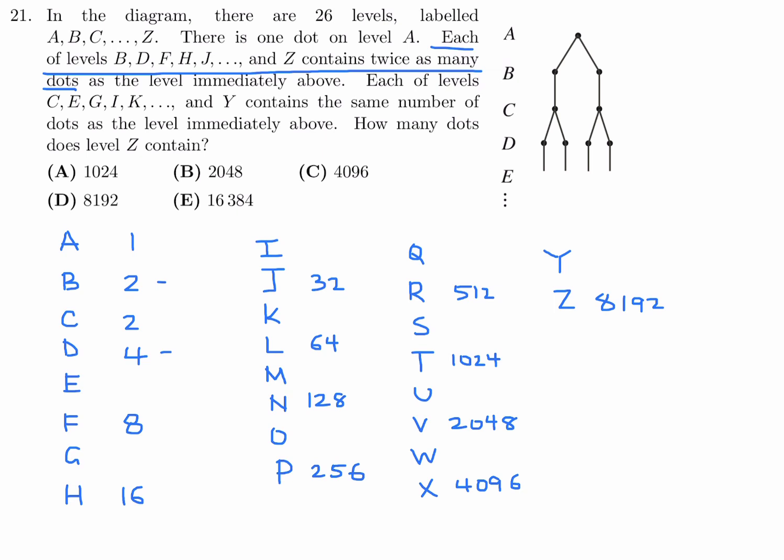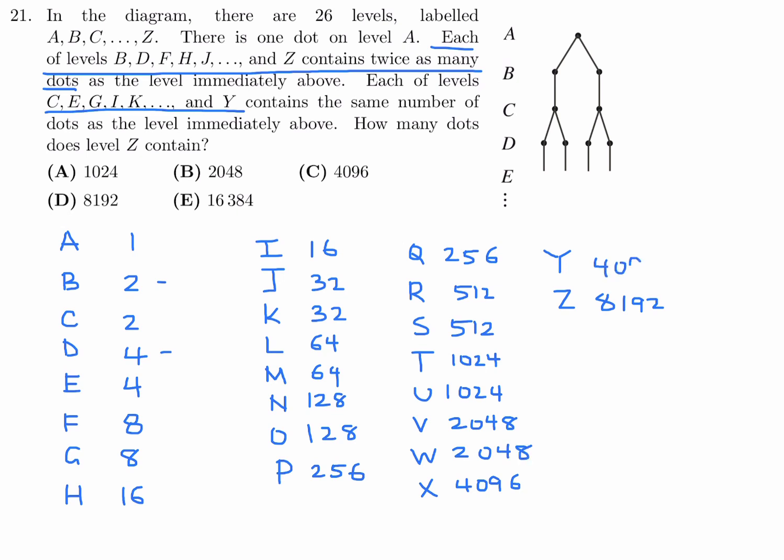And this is what they want us to figure out, Z, but just for the sake of completion, let's figure out all the other ones. The other ones, which are C, E, G, I, K, and so on, they contain the same number of dots as the level immediately above. So this would be 4, this would be 8, this would be 16, this would be 32, 64, 128, 256, 512, 1024, 2048, and 4096. So that really wasn't even necessary, but, just for the sake of completion. How many dots does level Z contain? Well, it's 8192. So number 21, the answer is D.